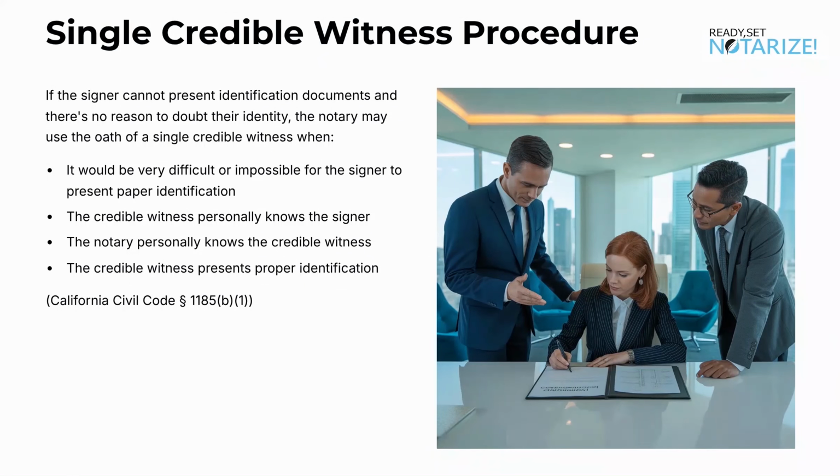Third, oath or affirmation of a single credible witness. If there is no information or circumstances leading a notary public to believe a signer is not who the signer claims to be, and it would be very difficult or impossible for the signer to present a paper identification document, the identity of the signer can be established by the oath of a single credible witness who personally knows the signer. However, the notary public also must personally know the credible witness, and the credible witness must present a proper identification document.